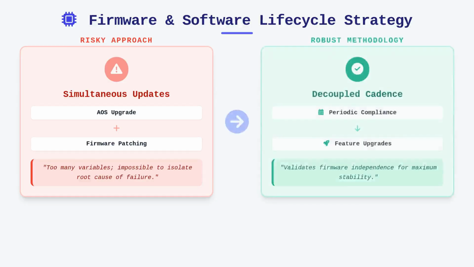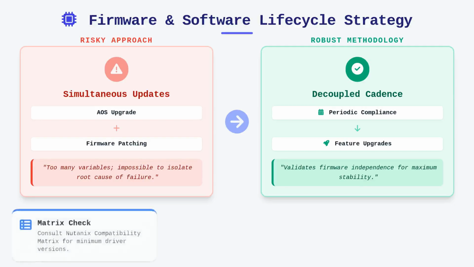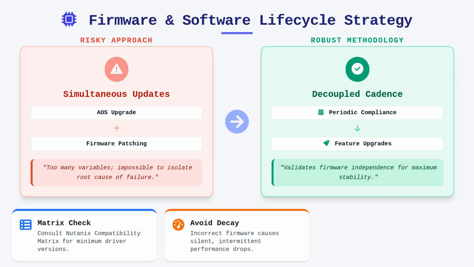The more robust methodology is to maintain an update cadence that validates firmware compliance periodically, independent of major software feature upgrades. Always consult the Nutanix compatibility matrix before scheduling these tasks, as newer AOS releases may mandate specific minimum firmware versions for drivers to function correctly under load.